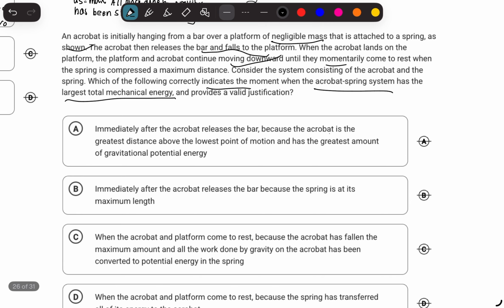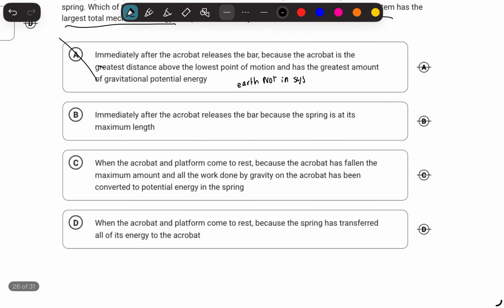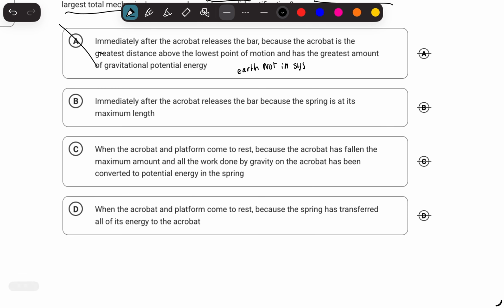Immediately after, because the acrobat is the greatest distance from the lowest point of the motion and has the greatest amount of gravitational potential energy. No, because although the gravitational potential energy relative to Earth is the largest here, Earth is not a part of the system. So this is not the system's actual mechanical energy. Earth not in your system. So immediately after the acrobat releases the bar, because the spring is at its maximum length. Spring length does not equal mechanical energy.